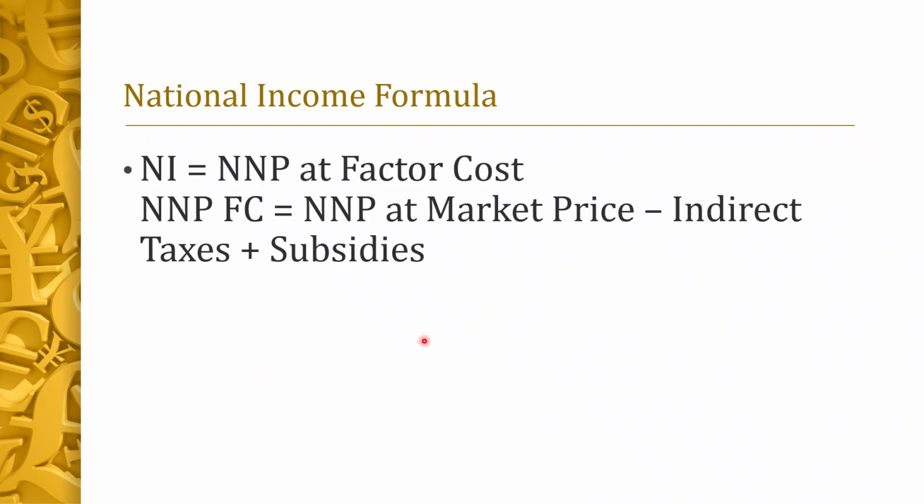Right? Let's take an example again. NNP at market price, let's say, is rupees 200 lakh crores. Indirect taxes are 15 lakh crores and subsidies are 5 lakh crores. So national income will be 200 minus 15 plus 5. Therefore, national income comes out to be rupees 190 lakh crores. So this is the real income of a country. I hope it is clear to you.